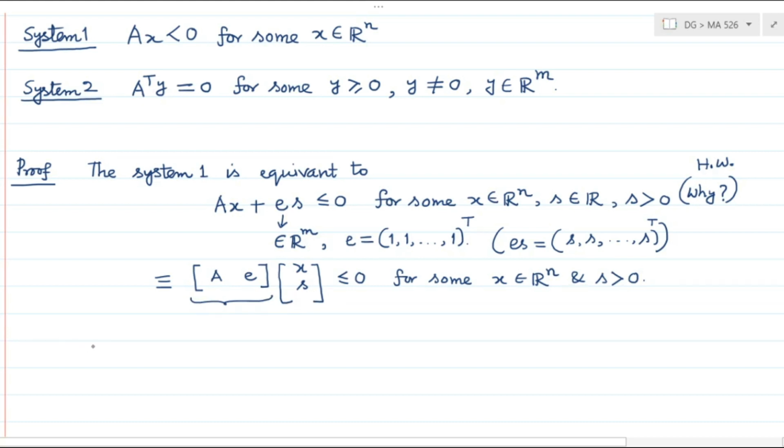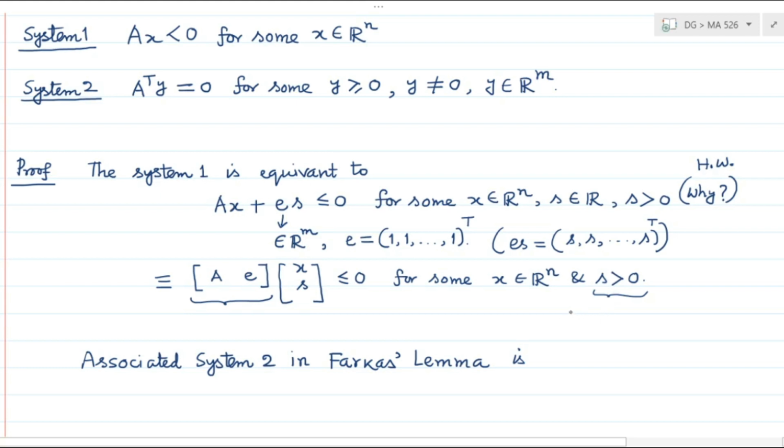Fine. Now the corresponding system 2 in the Farkas lemma is the following. We must write this s greater than 0 as equivalent to C transpose x greater than 0. What would be the corresponding C here then?